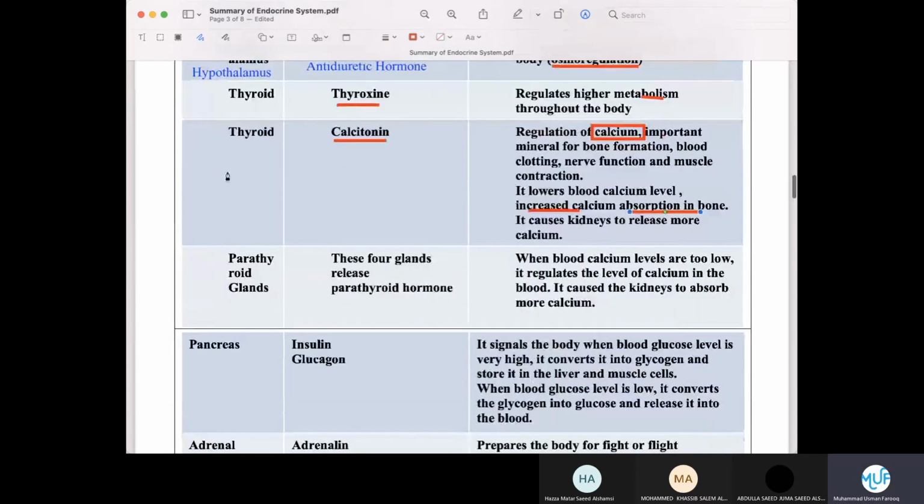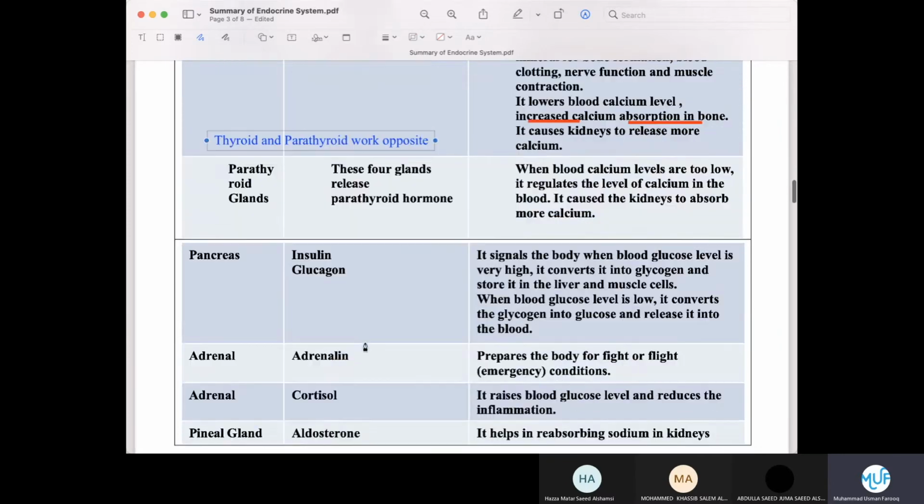Parathyroid works opposite. It means that it's just like this, I will write it here. You have to understand the hormones which work in pair. So thyroid and parathyroid work opposite. Whatever role is done by the thyroid is done in the opposite way by the parathyroid.